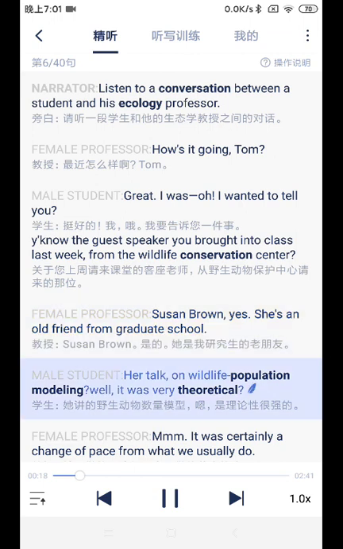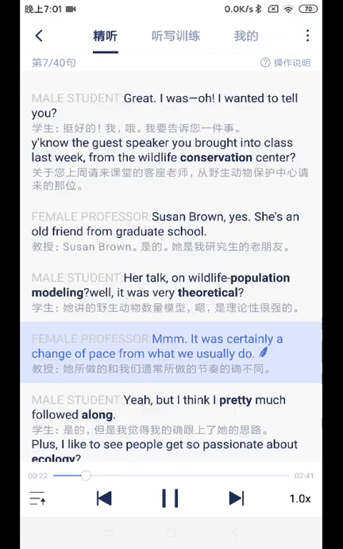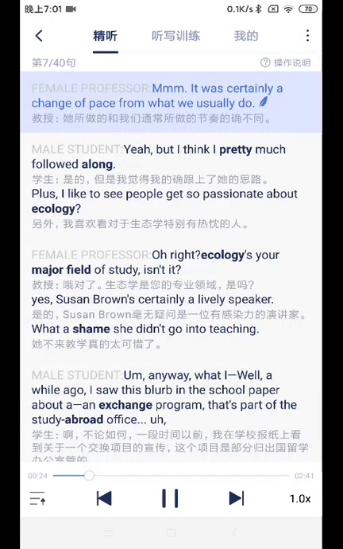Her talk on wildlife population modeling, well, it was very theoretical. It was certainly a change of pace from what we usually do. Yeah, but I think I pretty much followed along. Plus, I like to see people get so passionate about ecology. Oh, right. Ecology's your major field of study, isn't it? Yes, Susan Brown's certainly a lively speaker. What a shame she didn't go into teaching.